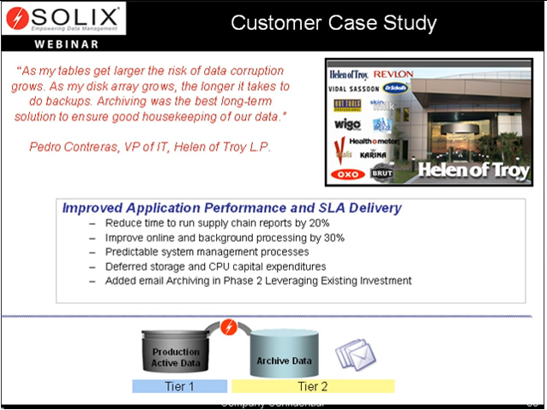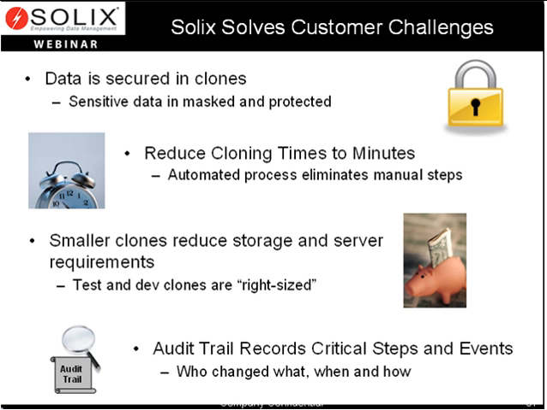So Solix does solve customer challenges by securing data in the test and development copies by having an integrated data security policy. You've seen through some of the examples and some of the demonstration how we're able to reduce the cloning time through an automated process. In one case, we've reduced the amount of time it takes to clone from 11 days to less than 11 hours. By including an instant subsetting process with your cloning, you can also achieve reduced storage and server requirements in your test and development process because those copies are right-sized for that particular purpose.